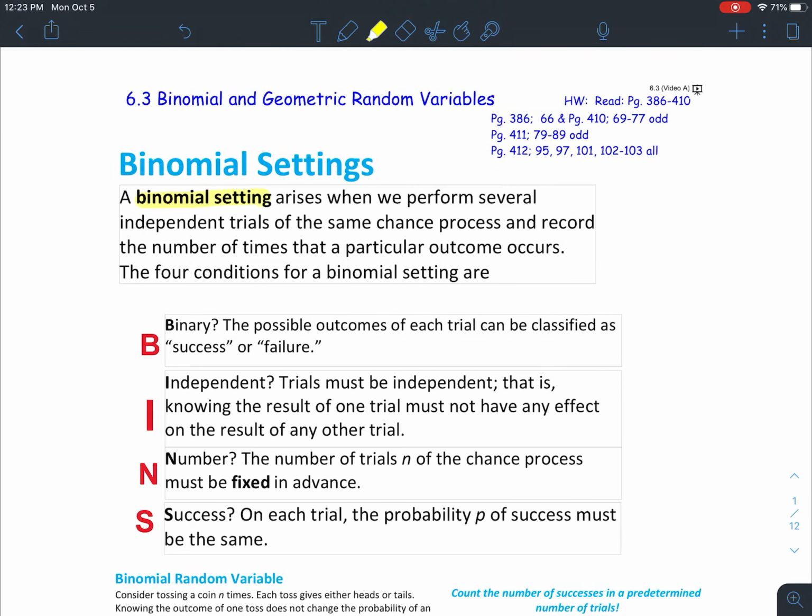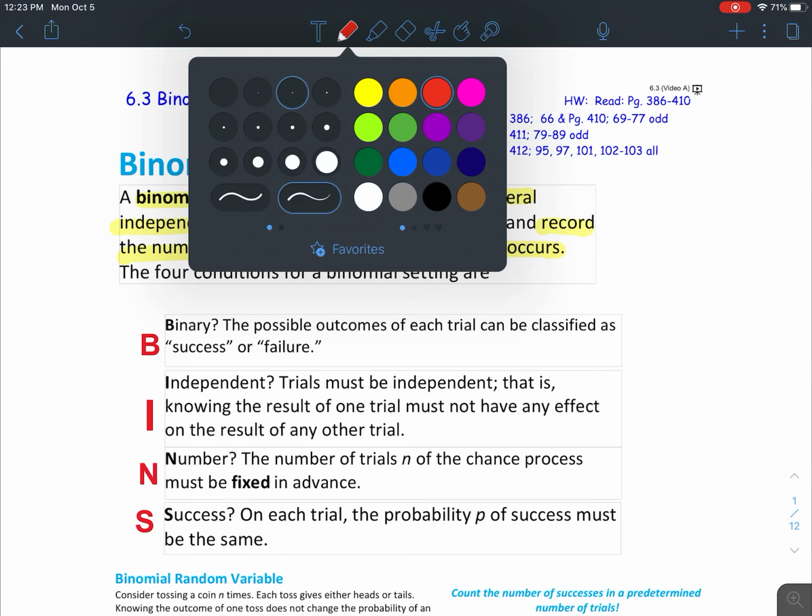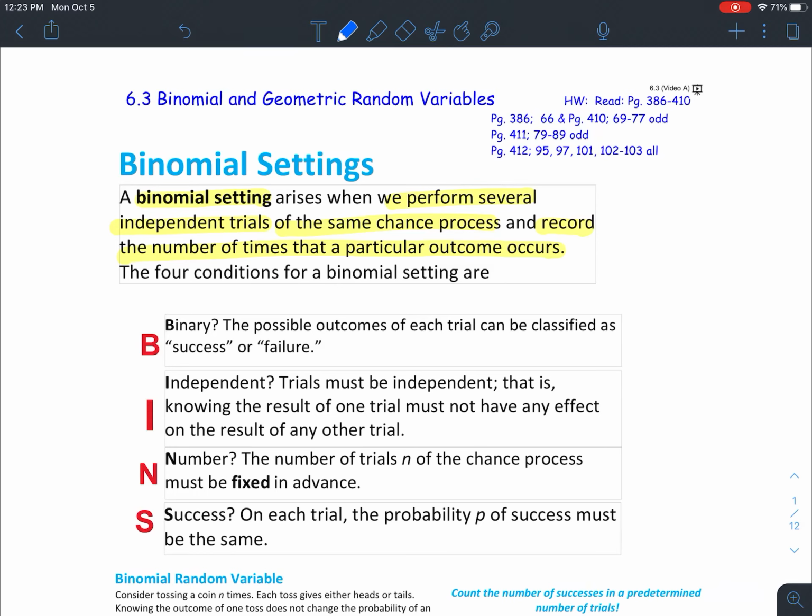When we talk about binomial random variables, this is when you are going to perform repeated independent trials, all of the exact same chance process, and you end up recording the number of times that a particular outcome would occur. And so, as often is the case in statistics, we have acronyms to help us remember all the things that we need to check. When you're given a description of a situation, you want to make sure that it meets all four of these criteria in order for it to be a binomial random variable, because there are specific formulas that only apply to binomial random variables, and you have to first make sure that it meets this criteria.